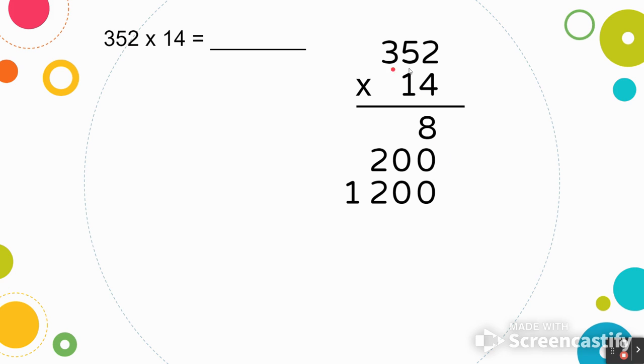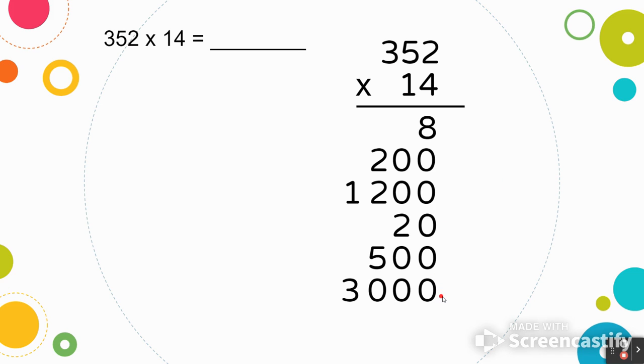Next, we're going to be multiplying 352 times 10, since the 1 is in the tens place. 10 times 2 is 20, so we'll put a 20 in below. Next, we'll multiply 10 times 50, which is 500. Finally, 10 times 300 is 3,000, so we'll write 3,000 down here.